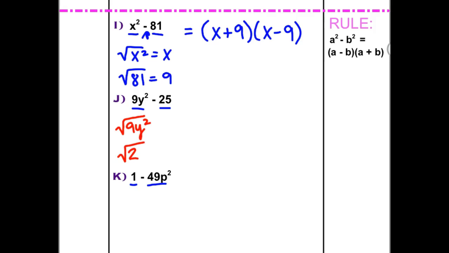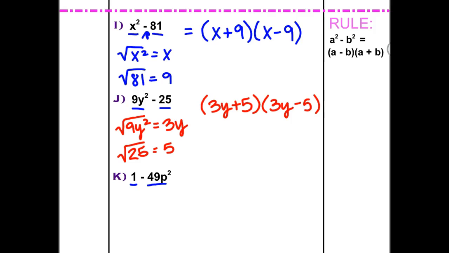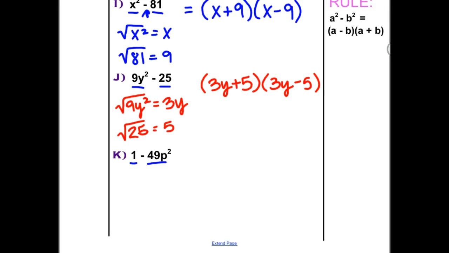So then the next one, we need to take the square root of 9y squared and the square root of 25. Square root of 9y squared: square root of 9 is 3, square root of y squared is y, square root of 25 is 5. Therefore, you get 3y plus 5 times 3y minus 5. And you can flip-flop and say 3y minus 5 times 3y plus 5. Doesn't really matter.